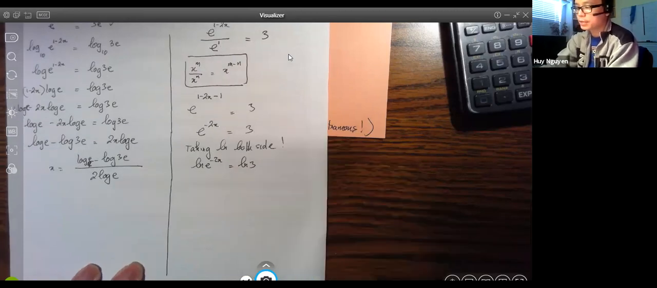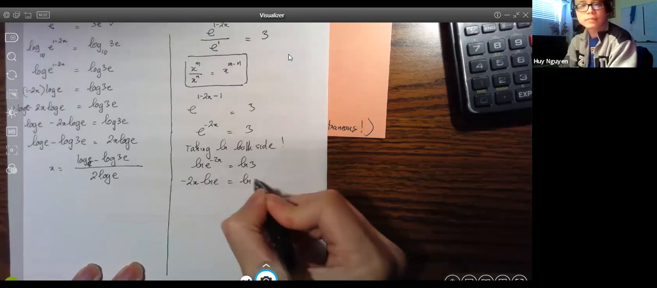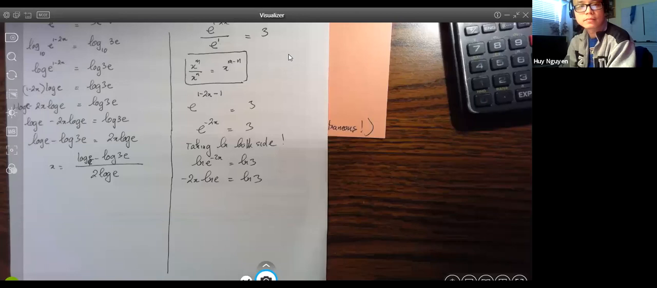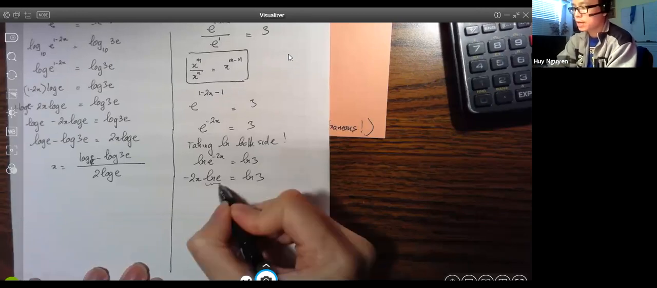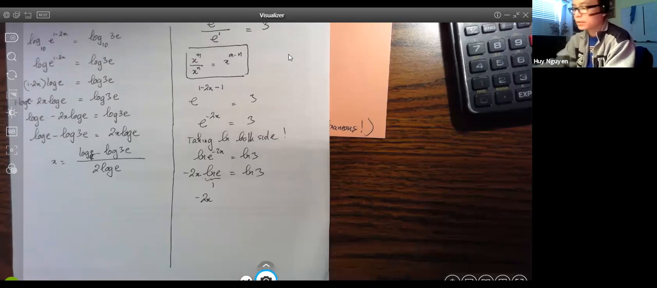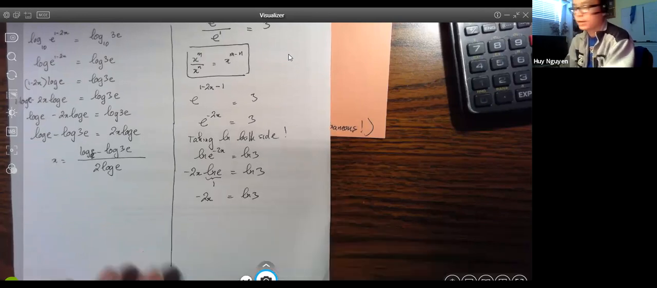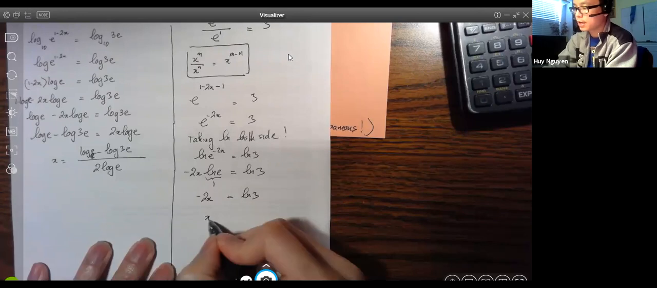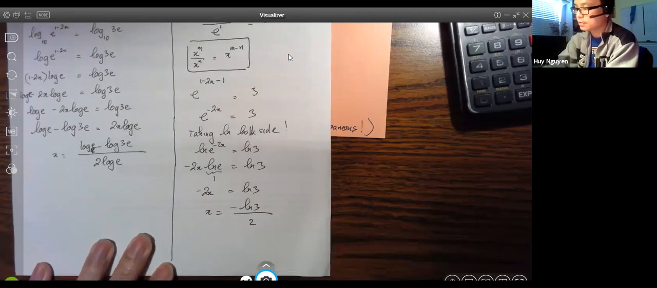Then I bring the negative 2x to the front. And ln e is 1. I said that in the previous example, ln e is 1. So 1 times negative 2x is negative 2x equal ln 3. So in order to get x, you take ln 3 divided by negative 2. And your answer is this.